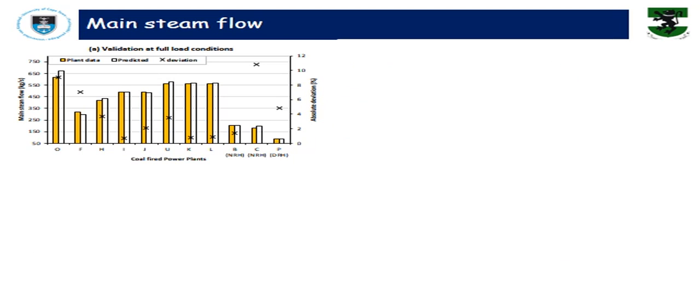And the next thing is the main steam flow. This is very important because it enables you to assess the accuracy of the model. So you can see that above 95% at full load condition, telling us that our model results only deviate by about 5% when it comes to predicting the plant data.